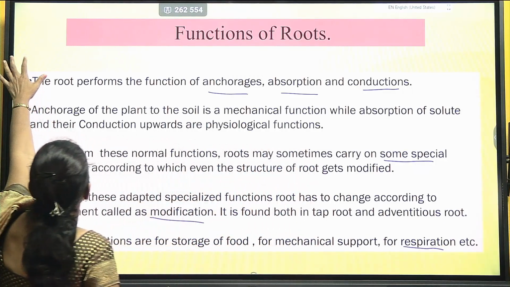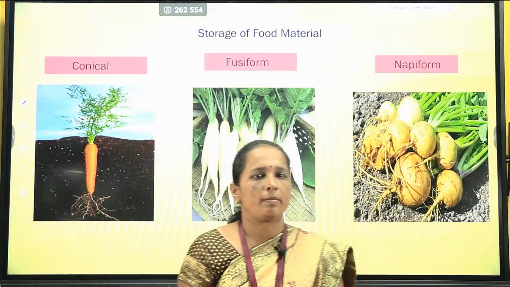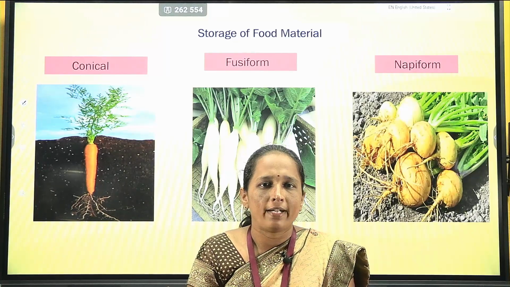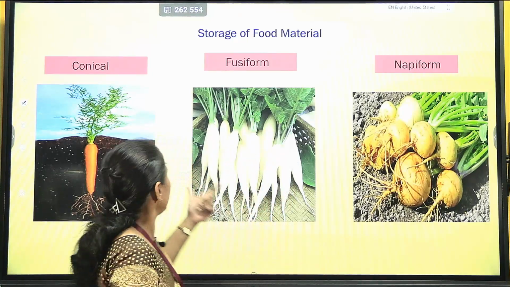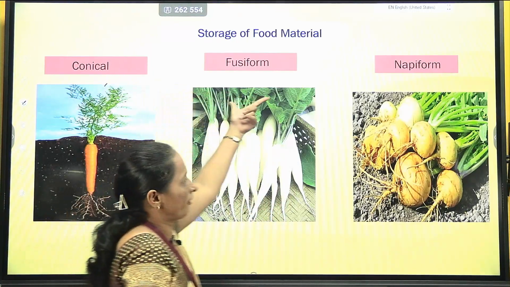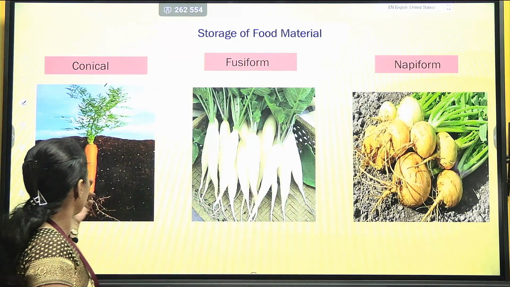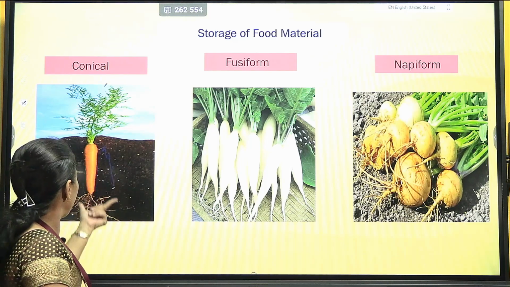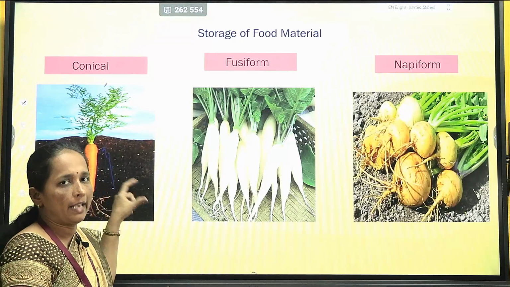Next one. First, we see the storage of food material. In a taproot system, roots get modified for the storage of food. They are divided into three types, that is conical, fusiform and napiform. In a conical form, roots narrow from base to apex, so it shows a conical shape. For example, this modification is seen in carrot root.